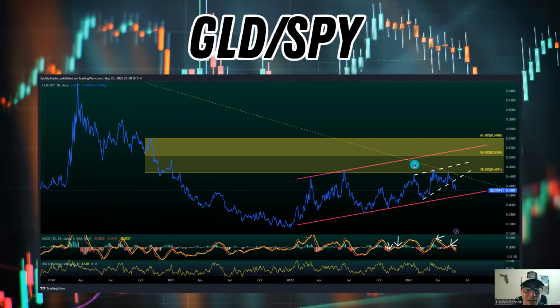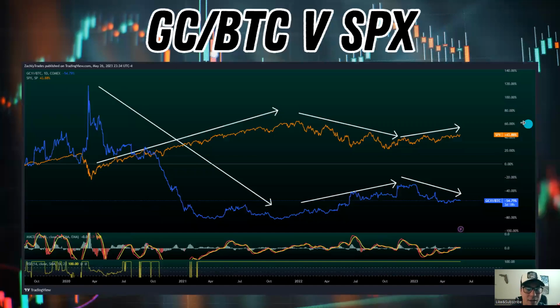I went over this one in my last video, saying we could end up seeing a breakdown here in GLD and gold in general. There were some nice warning signs here. And then if you look at the gold futures Bitcoin ratio chart versus the S&P 500, you can also see that these trade in a divergence of each other. We're seeing lots of signs right now. I'm going to break all of those down for you guys.